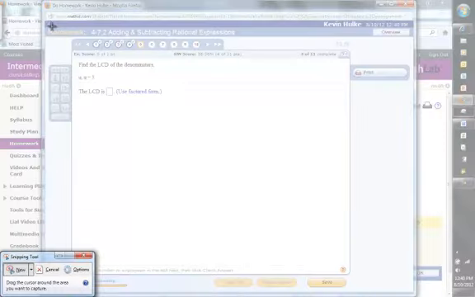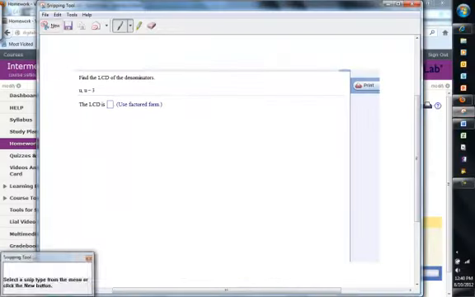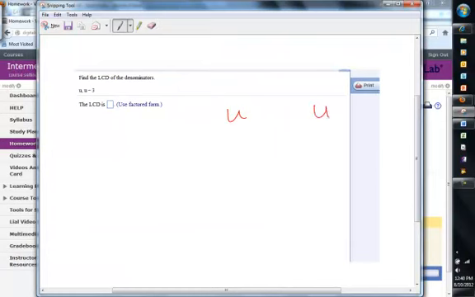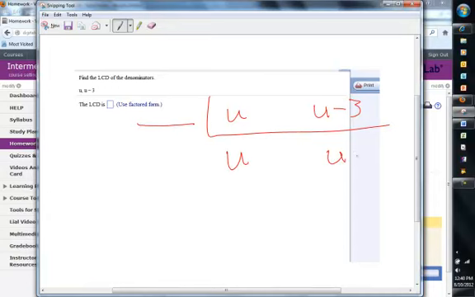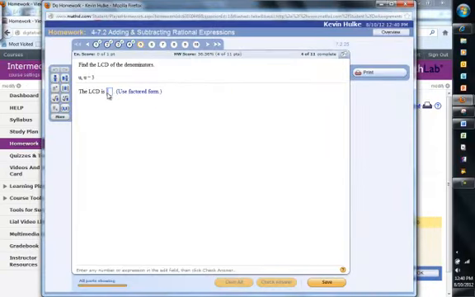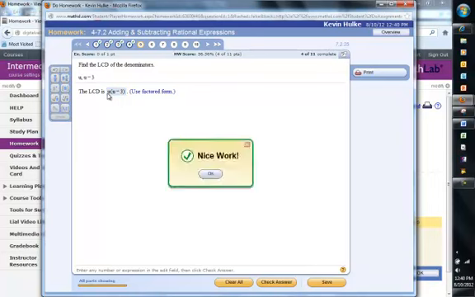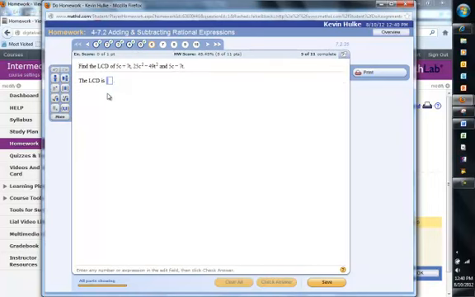How do you find the least common denominator? All right, you've got u and u minus 3. What do they have in common? They have nothing in common, and so our least common denominator is u times u minus 3. Now, it says use the factored form, so we'll write it as u times u minus 3. Don't multiply out the denominator when you find it. Just leave it the way it is.